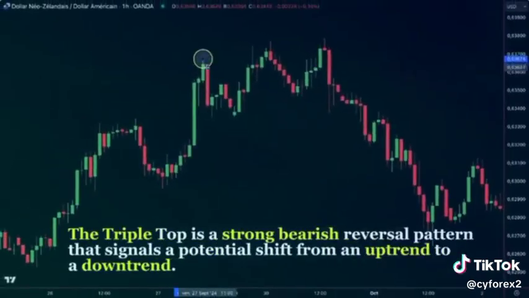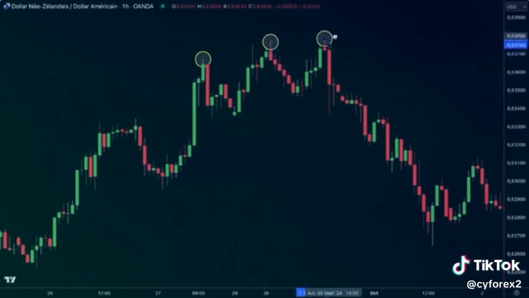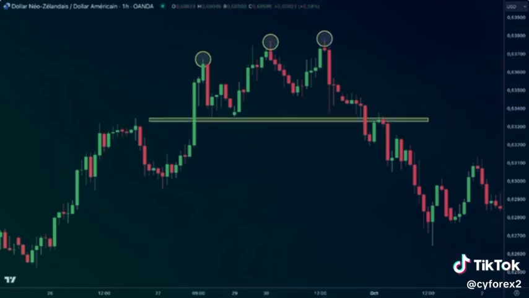The triple top is a strong bearish reversal pattern that signals a potential shift from an uptrend to a downtrend. It's similar to the double top, but instead of two peaks, the market forms three peaks at the same resistance level before reversing. This shows that buyers have tried multiple times to push the price higher but failed, indicating weakness and a possible move downward.